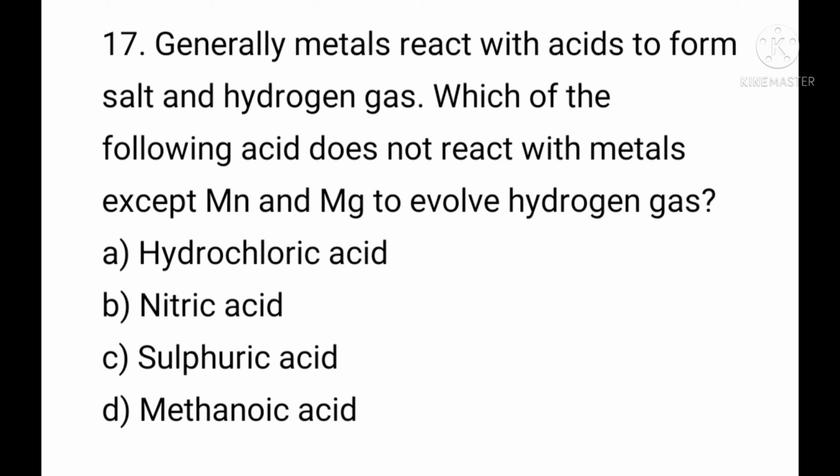Question number 17. Generally metals react with acids to form salt and hydrogen gas. Which of the following acids does not react with the metals, except manganese and magnesium, to evolve hydrogen gas? Option A, hydrochloric acid; B, nitric acid; C, sulphuric acid; D, methanoic acid. Here the correct option is option B, nitric acid.